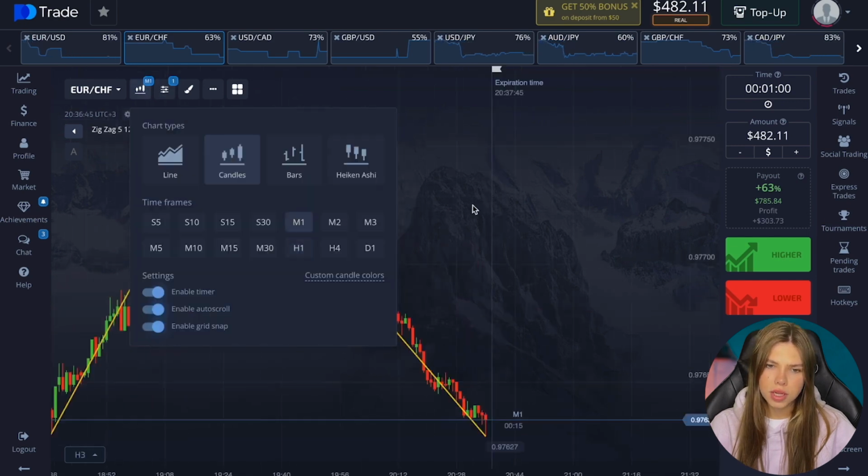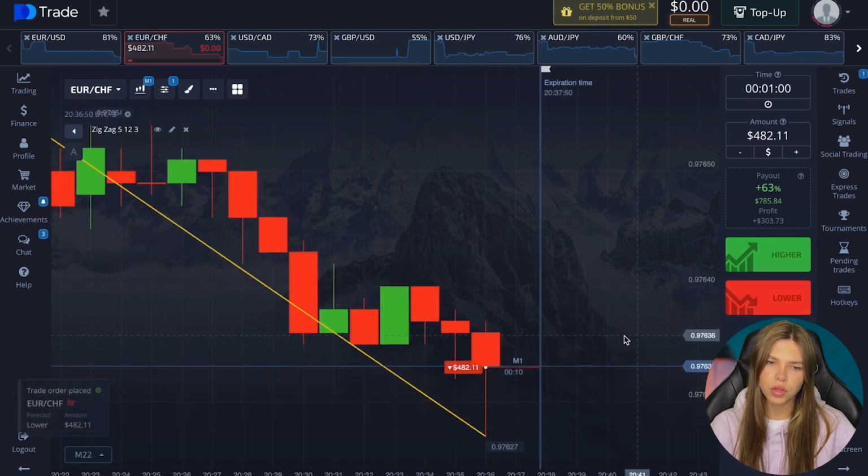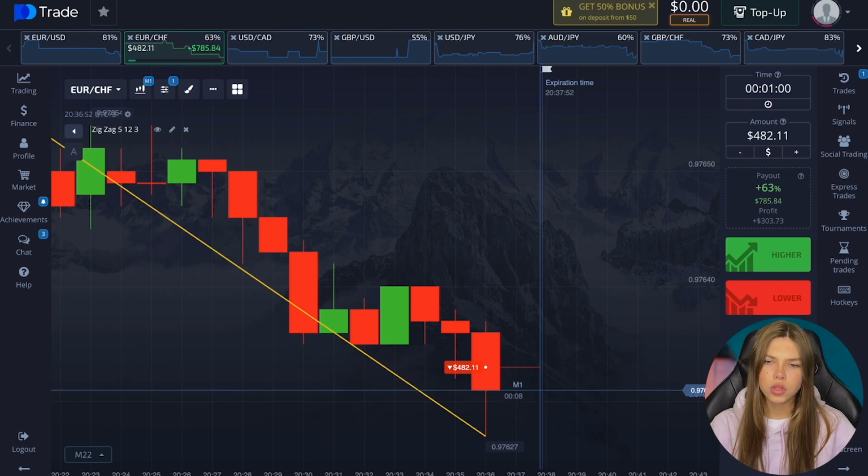Let's look at the sentinels and see that our lows are updated, so the chart is moving down respectively. We need to open the deal and let's look.